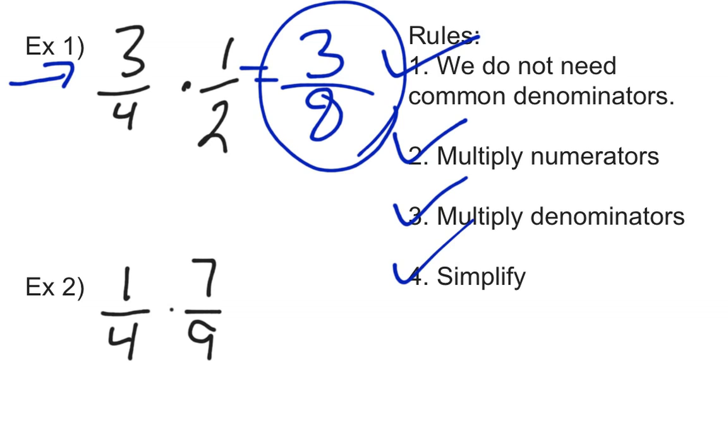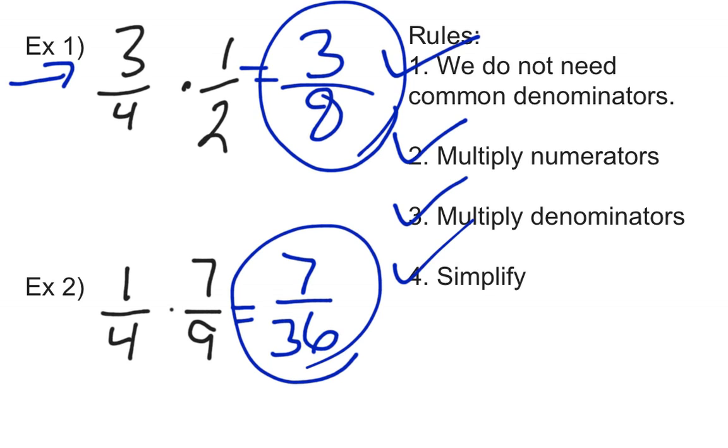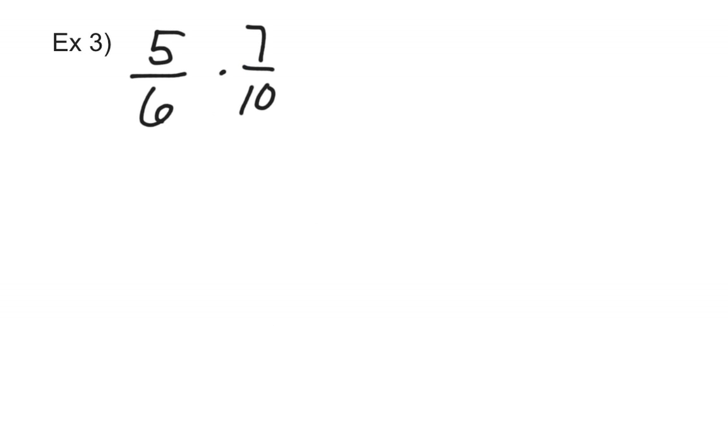Okay, hopefully you're back. Here's what you should be doing, going through our checklist. I don't care that our denominators aren't the same, 4 and 9. That's fine by me. Multiply my numerators. 1 times 7 is 7. The denominators, 4 times 9 is 36. I have to check to see if I can simplify 7 over 36. There isn't anything that they can both be divided by, so my simplified answer is 7 over 36.